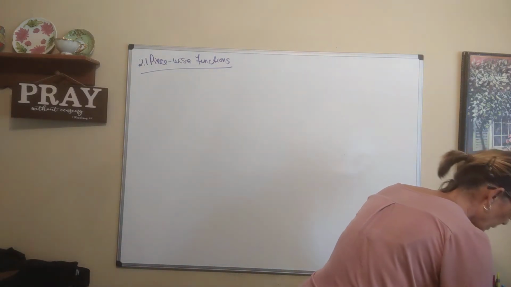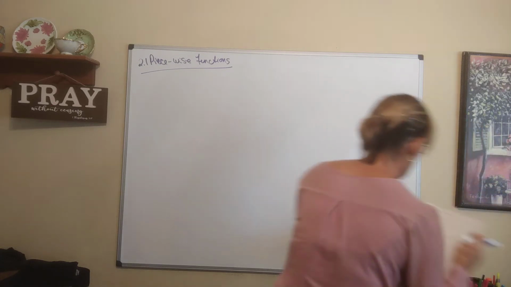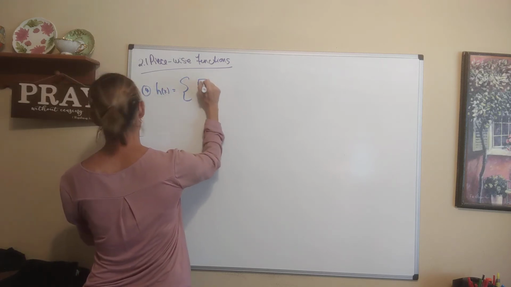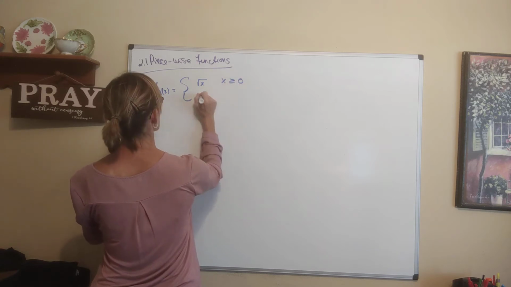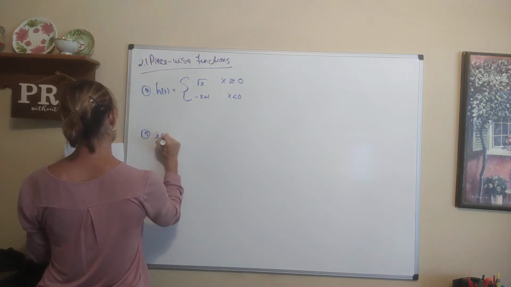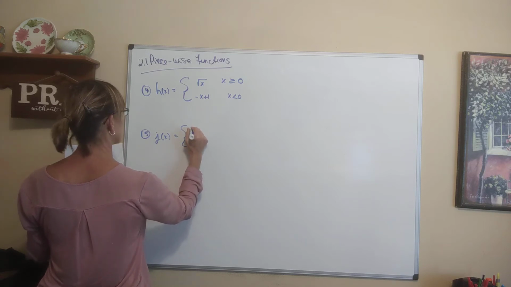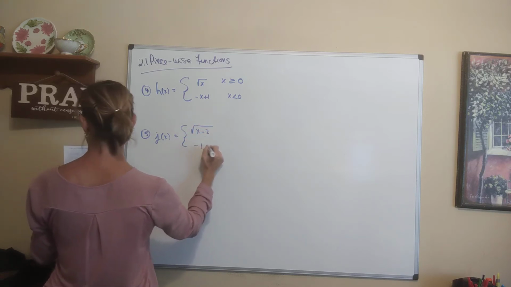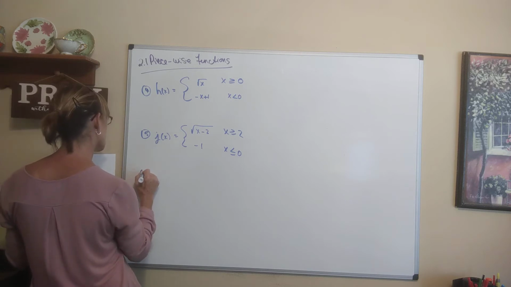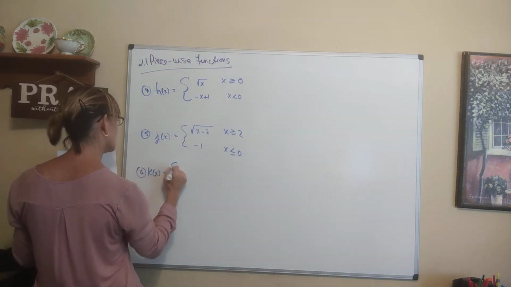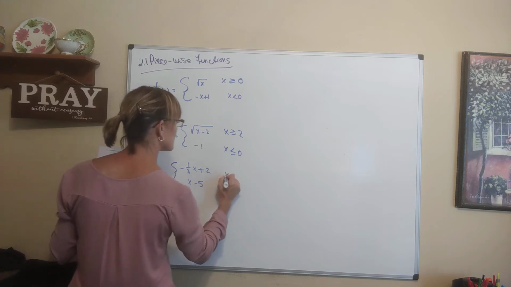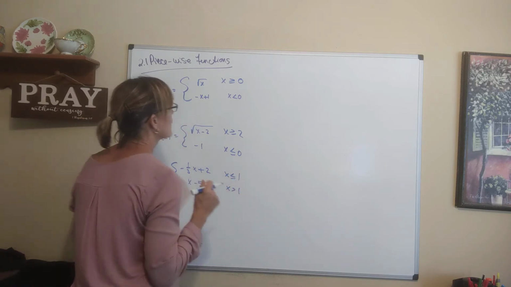H of x is equal to the square root of x for values of x that are greater than or equal to 0, is equal to negative x plus 1 for values of x that are less than 0. Number 5, we have j of x defined to be the square root of x minus 2, negative 1, for x greater than or equal to 2, x less than or equal to 0. Number 6, k of x is equal to negative 1/3 x plus 2, x minus 5, for x less than or equal to 1, x greater than 1. Okay, let's graph these guys.